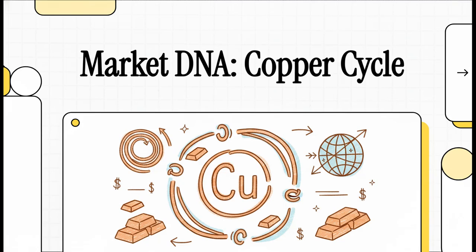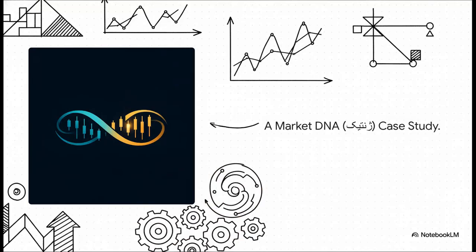All right, in this explainer, we're going to document a specific market DNA cycle. The asset we're focusing on is copper. So let's jump right in. What you're looking at here is a case study using the market DNA system. It's really important to know right from the start that this is a proprietary geometric model. It does not use any standard technical or fundamental analysis that you might be used to.